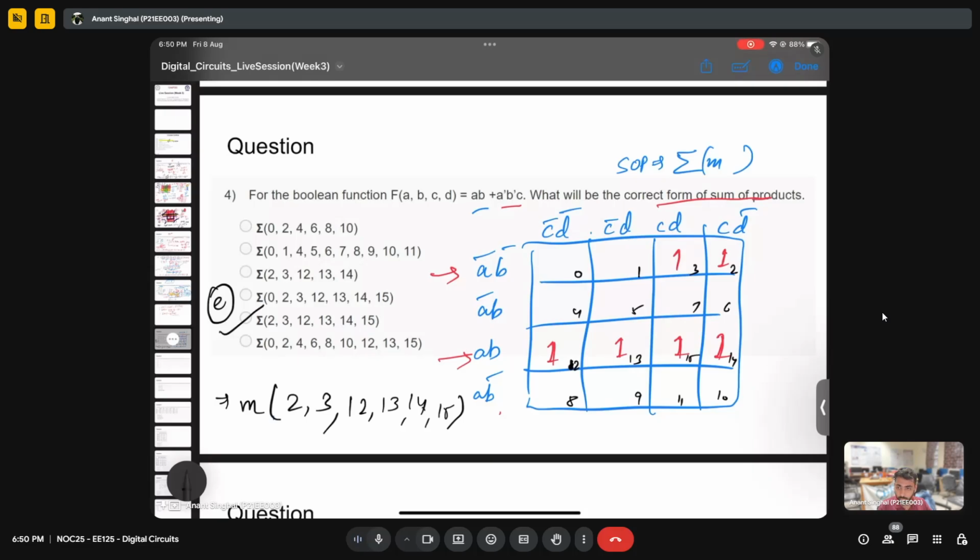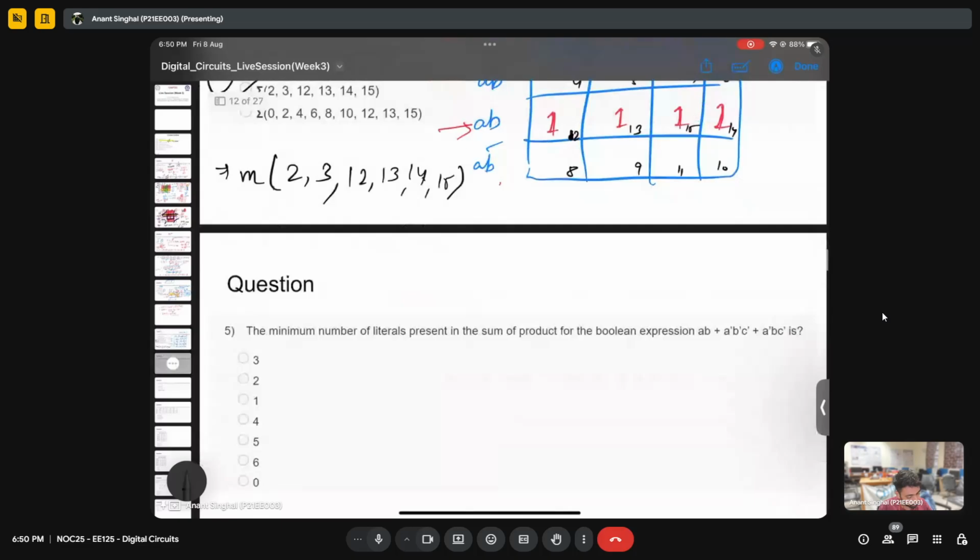So the answer would be option E. Is it clear? I hope it is. So let's move ahead.